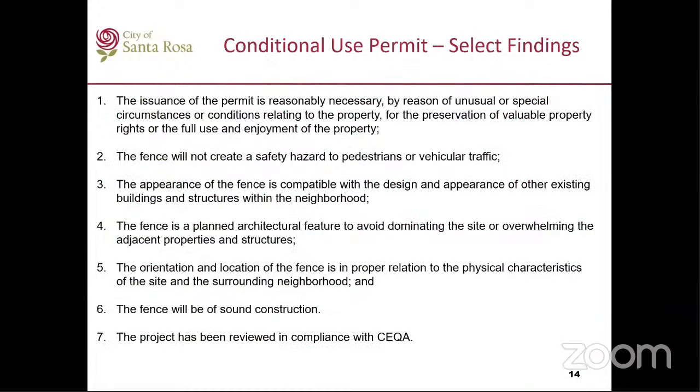As indicated, this permit is reasonably necessary for the full enjoyment of the property, will not create a safety hazard, and is compatible with the adjacent fences. In fact, the meandering nature and lower height than the other neighborhoods avoids dominating the site. The location and physical characteristics are also in proper relation. The fence will be of sound construction and the property is in compliance with the California Environmental Quality Act, as it is categorically exempt due to the construction of a small structure. Please note, public noticing was sent within 600 feet of the site and I did not receive any public comments.